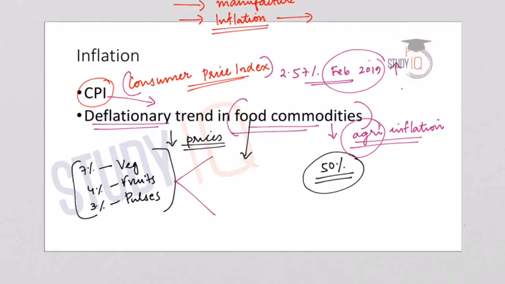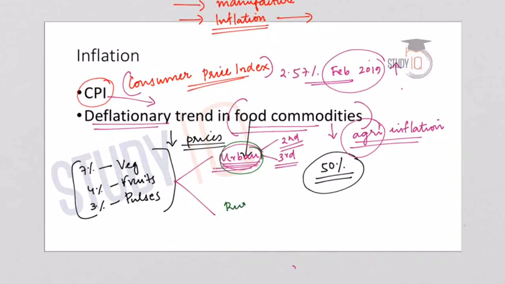Coming to the urban consumers who are majorly engaged in the secondary sector and in the tertiary sector, that is the manufacturing sector and also the services sector, which constitute a major chunk of the urban population, they will be highly benefited out of a deflation in food commodities because they will be getting these food commodities from the market at cheaper rates. So food commodities become affordable for them.